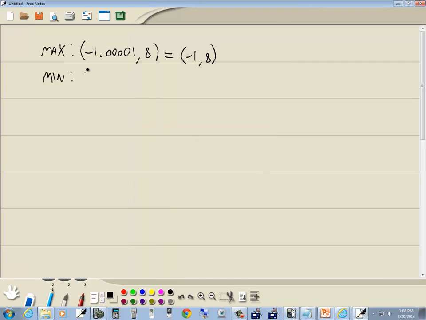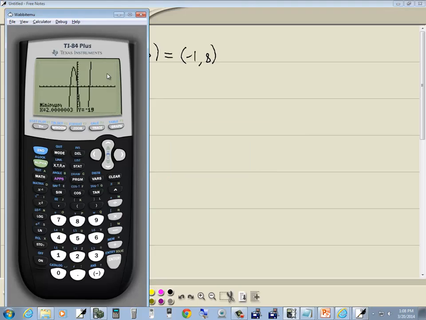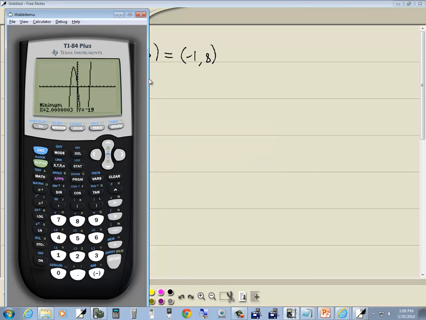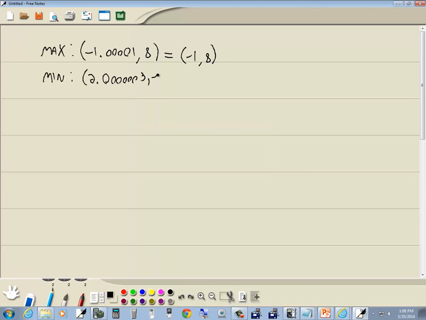And we get 2 point, not that it matters, but 6 zeros, 1, 2, 3, 4, 5, 6, 3, comma, negative 19. You can probably guess that that's a rounding issue. So we got 2 and negative 19. And so that'd be our max and min.